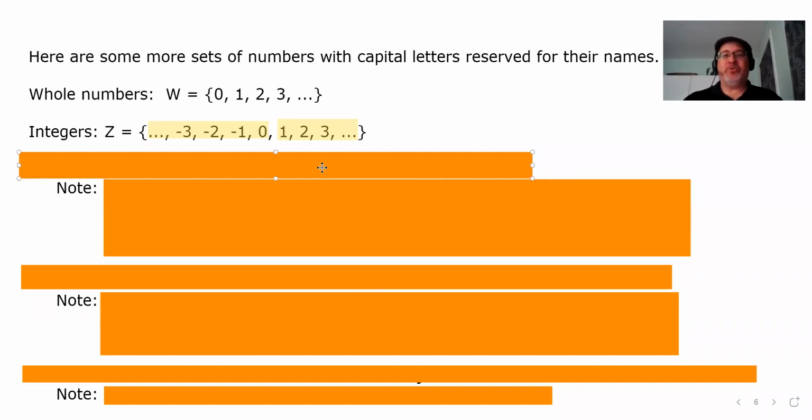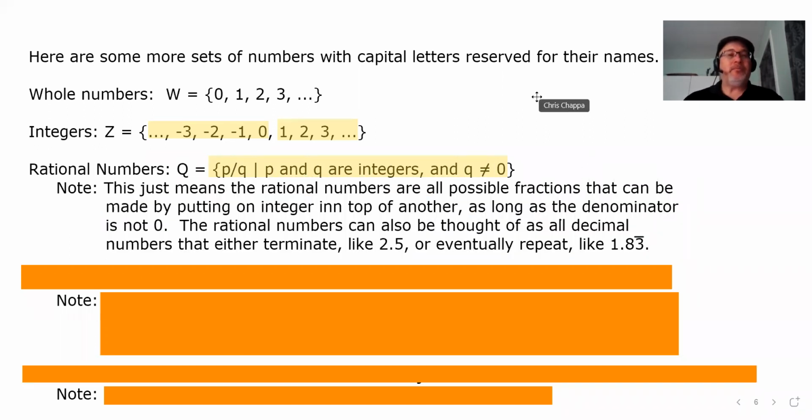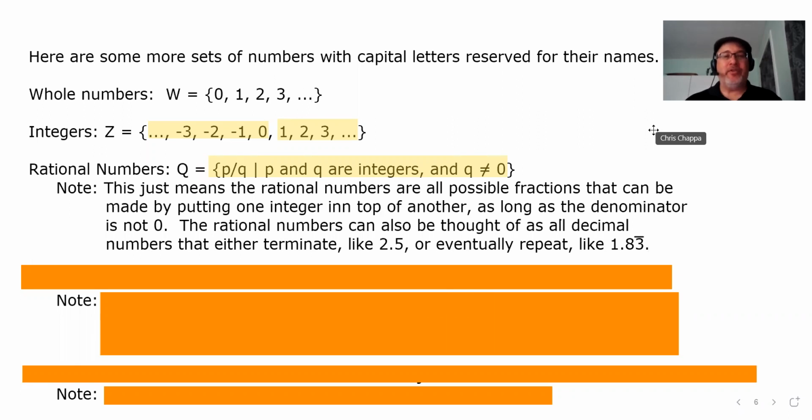The next set of numbers with a capital letter reserved for their name are the rational numbers, which is represented with the letter Q. And if you notice, this one's in set builder notation. I'm going to highlight it as I read it. The rational numbers are the set of fractions P over Q such that P and Q are integers and Q is not equal to zero. In other words, it's the set of fractions. This just means the rational numbers are all possible fractions that can be made by putting one integer on top of another.